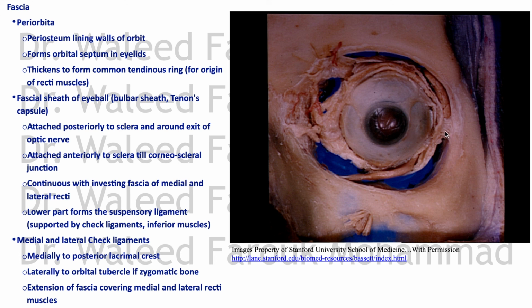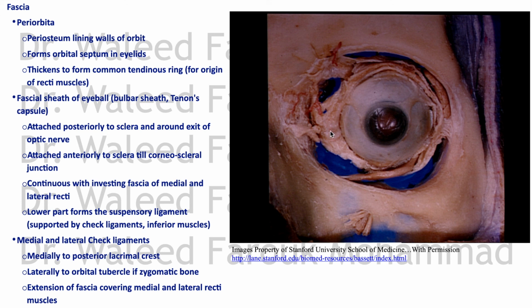ligament. The medial check ligament attaches to the posterior crest, the lacrimal crest, formed by the lacrimal bone, and the lateral is attached to a tubercle on the lateral wall of the orbit. And see, I drew your attention to the fact that the medial palpebral ligament is attached to the anterior lacrimal crest, while the medial check ligament is attached to the posterior lacrimal crest.